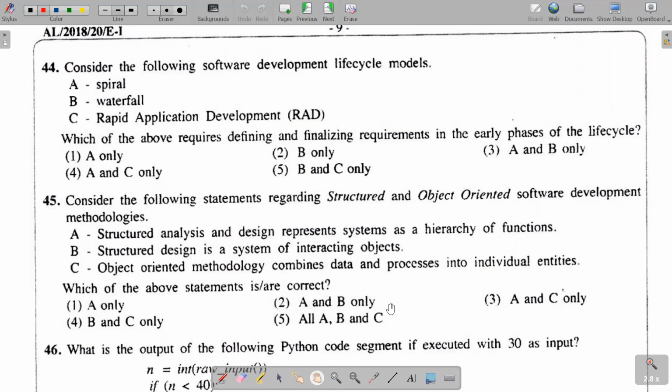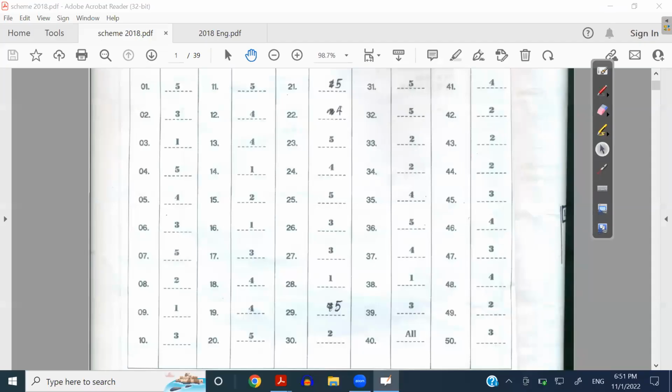44th, consider the following software development lifecycle models: spiral, waterfall, rapid application development. Which of the above requires defining and finalizing requirements in the early phases of the life cycle? Definitely waterfall. Spiral, you can change the requirements from one spiral to the next. Rapid application development, definitely you can change. So it should be B only. Right, 44th, the second one is the answer, B only.